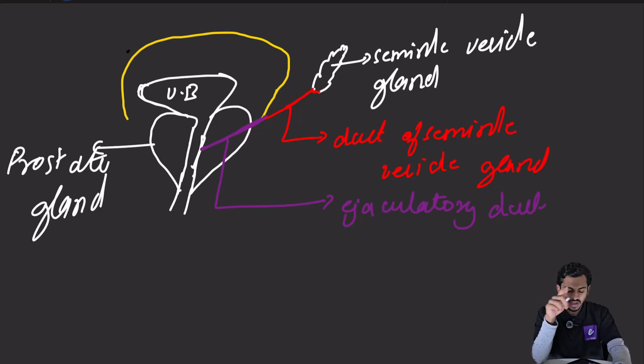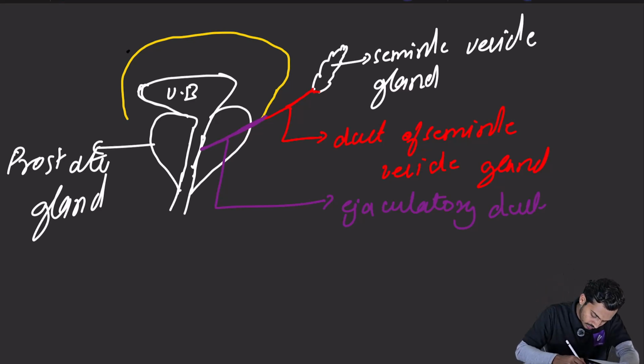What happens behind the urinary bladder दोस्तों? Behind the urinary bladder, vas deferens and duct of seminal vesicle gland will join and they will form a common duct. This common duct is called the ejaculatory duct. Now what happens? This ejaculatory duct will pierce the prostate gland, will go through the prostate gland and it will join the urethra. It will go and it will open into the urethra.